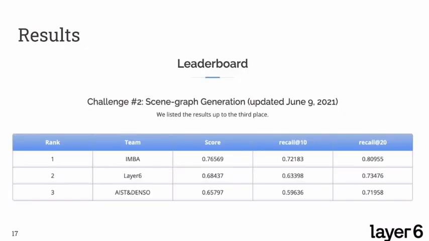Up to now, we have described our solution to this challenge. In this challenge, the evaluation metric is recall at k, where we compute the fraction of times the ground truth relationship triplets are predicted in the top k most confident relationship predictions in each tested frame. Here we use k equal to 10 and 20, and the final score is an average of the two scores. As we can see, our approach ranked second among all the participating teams in this challenge.